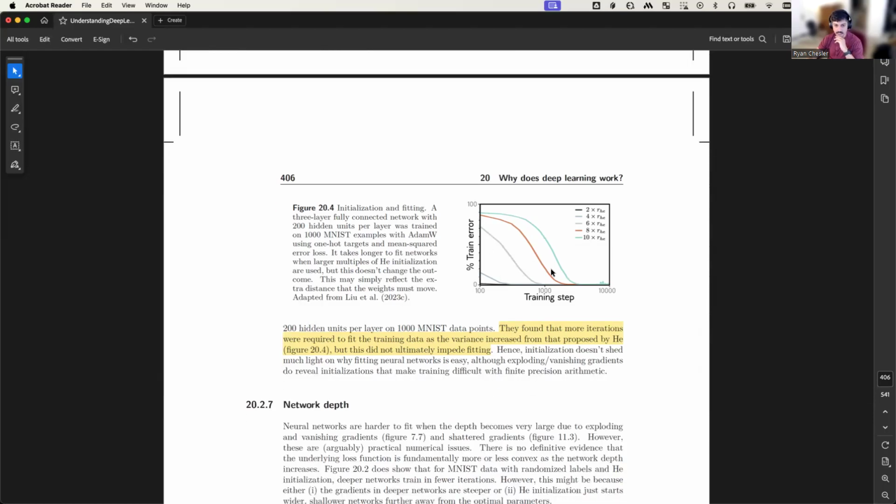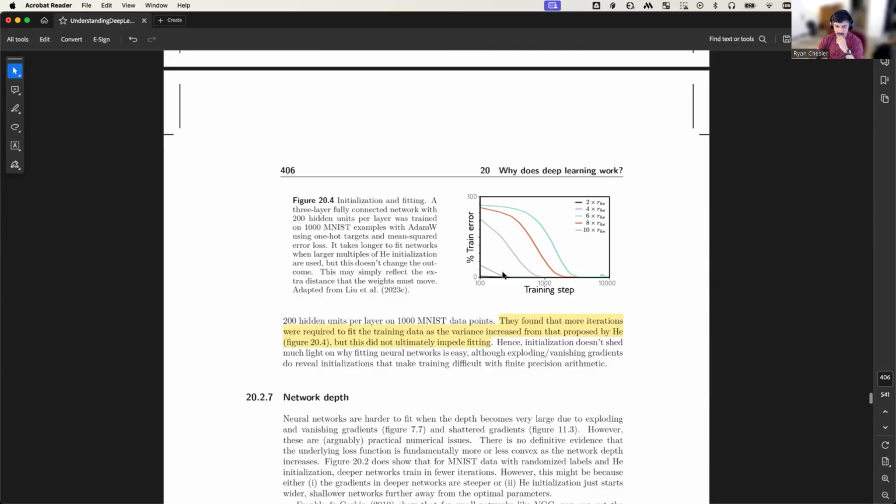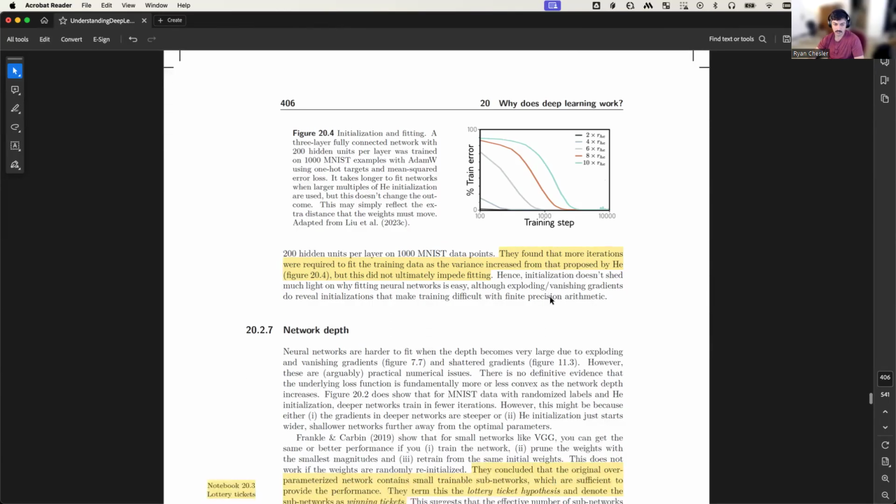So this is showing different scalings of the initialization, and you can get significantly worse values if you start at different places. As you have worse initialization, you have to do more training to undo that bad initialization, and you can end up learning much slower.